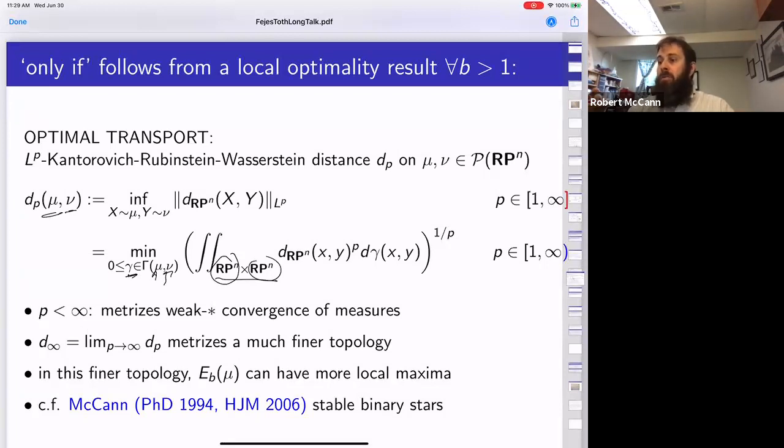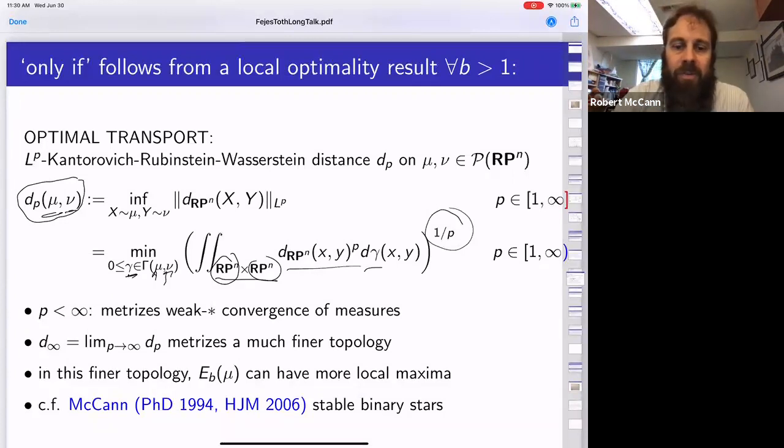And among those joint measures gamma, you can just try to minimize the expected value of the projective distance to the pth power. And if you take the pth root of this minimum quantity, then what you get is a distance in the sense that it satisfies the triangle inequality. And the distance is 0 if and only if mu is equal to nu. And it's symmetric. And this definition works perfectly nicely as long as p is strictly less than infinity. We're also going to need the case p equals infinity. So you can define that in a limit if you like.